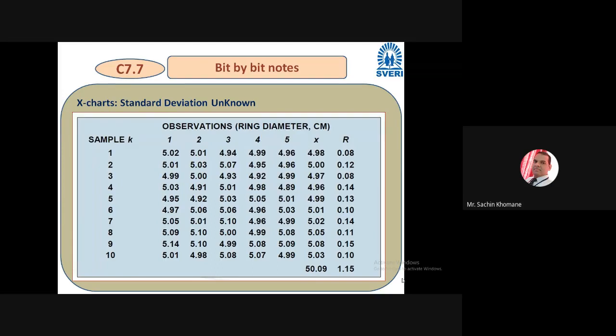I have given the answers, so just cross verify. Finding the larger reading horizontally, finding the lower reading, and finding the difference between these two. That is nothing but the range.